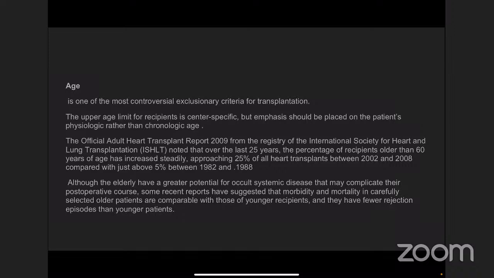The official adult heart transplant report in 2009 from the registry of the International Society of Heart and Lung Transplantation noted that over the last 25 years, the percentage of recipients older than 60 years of age increased steadily, approaching 25% of all heart transplants between 2002 and 2008, compared with just above 5% between 1982 and 1988. Also, the elderly have a greater potential for occult systemic disease that may complicate their postoperative course. But some recent reports suggested that in carefully selected older patients, morbidity and mortality compared with younger recipients are similar, with fewer rejection episodes than younger patients.